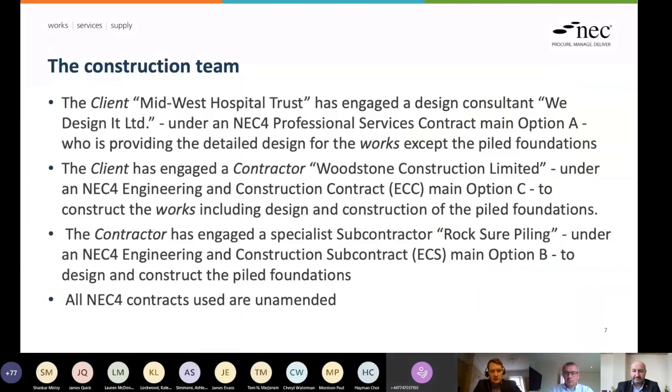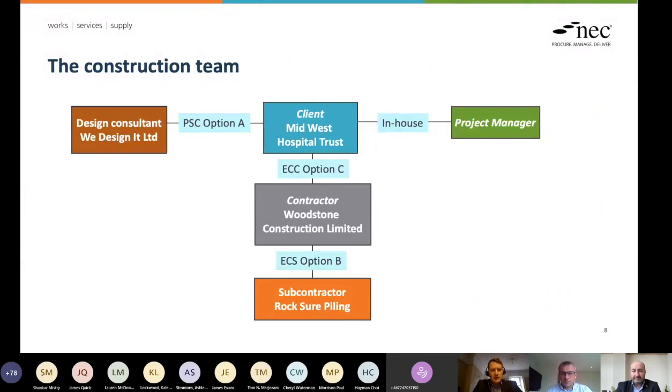I'll introduce the construction team, and there's a diagram to follow, which is probably a bit simpler. So I'll be representing the client, Midwest Hospital Trust. I've procured Hayman as my design consultant, representing We Design Limited, on a professional services contract, option A. We've got an in-house project manager, which will be Ian for today. So no contract as such in place there. The build contract is an ECC, option C, and for the purpose of this, it's completely unamended.